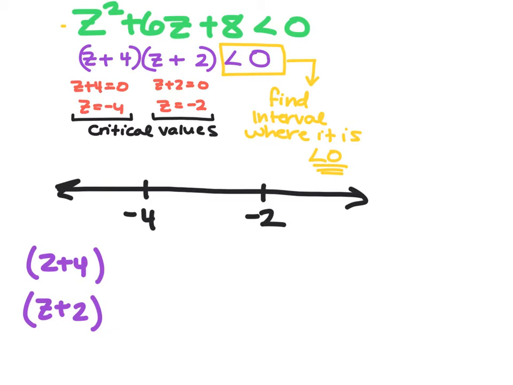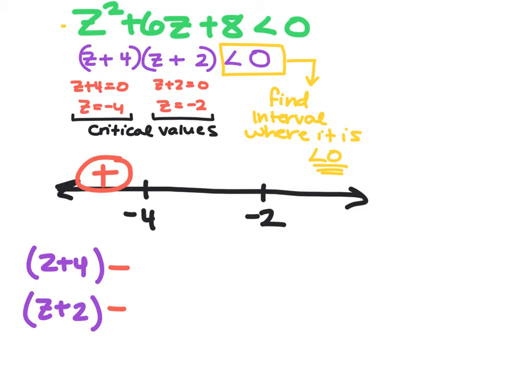-5 plus 4, that's -1. I don't even care what it is. I just care if it's negative or positive. So for z plus 4, it's negative. -5 plus 2, same test value plus 2, is -3, so that's also negative. Now look, I am taking the product of these. So negative times negative gives me a positive product. So the product of this is positive.